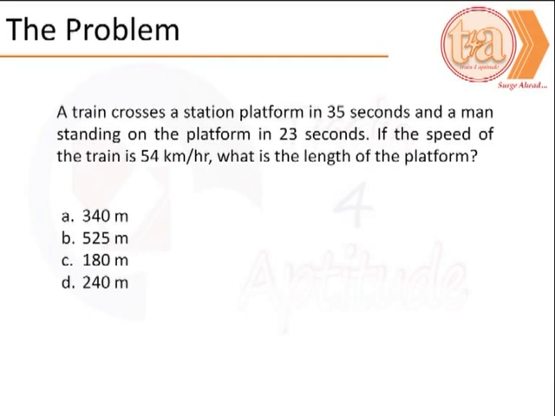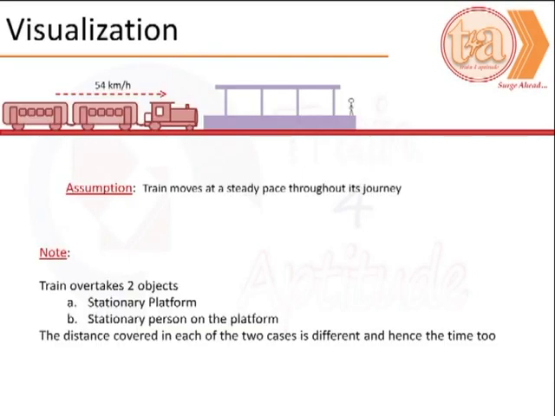We begin with looking at the problem. A train crosses a station platform in 35 seconds and a man standing on the platform in 23 seconds. If the speed of the train is 54 kilometers per hour, what is the length of the platform? Our options are A. 340 meters, B. 525 meters, C. 180 meters, D. 240 meters. The diagram below helps us visualize the problem.